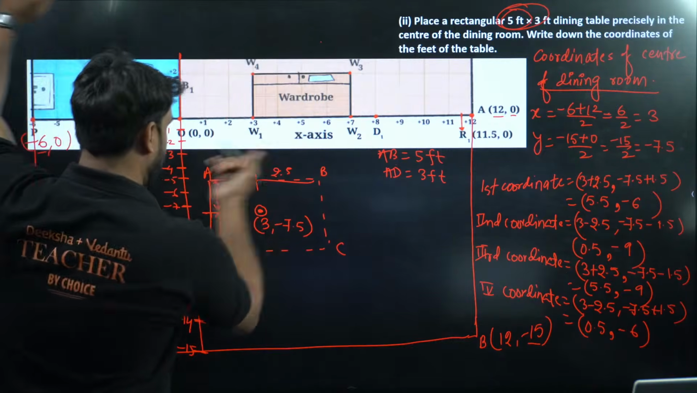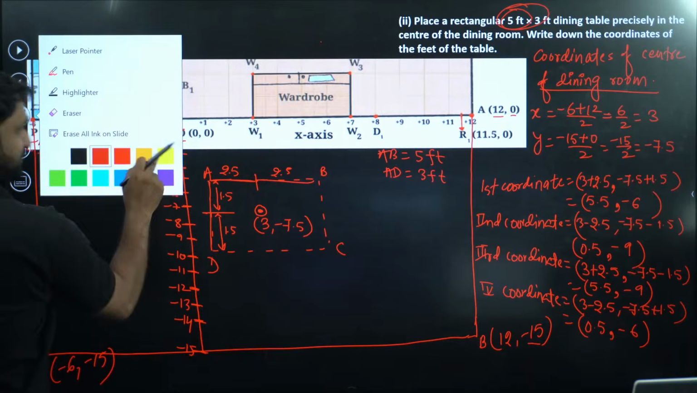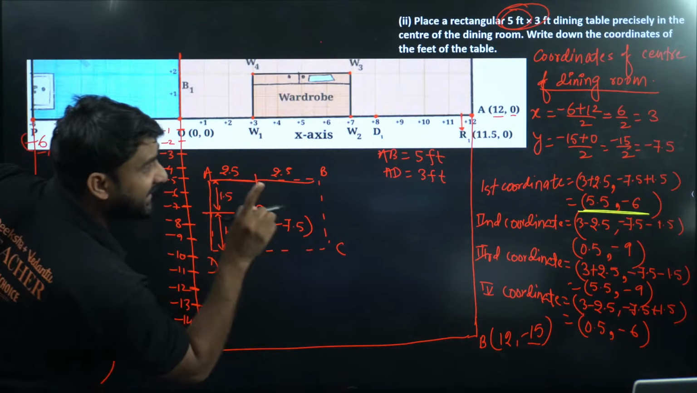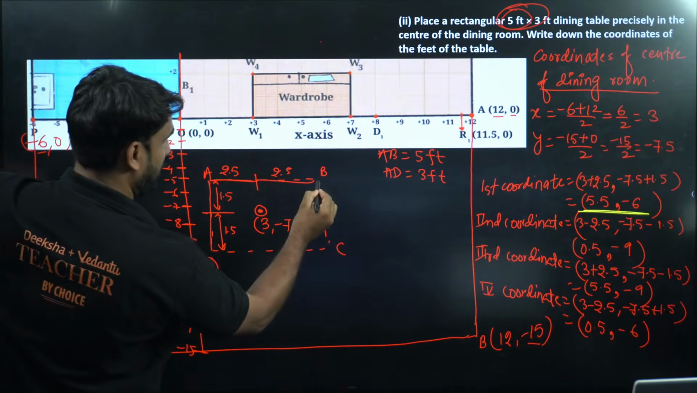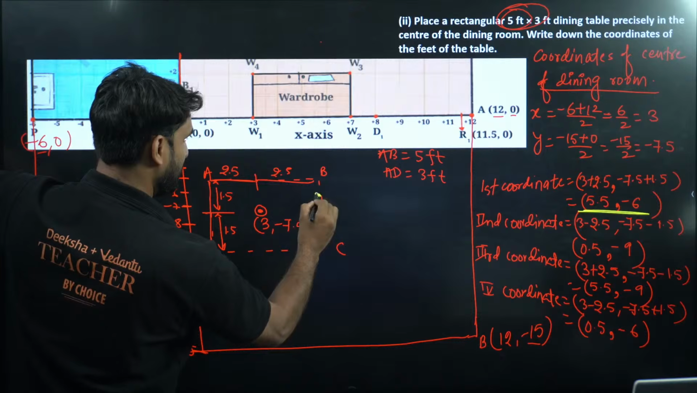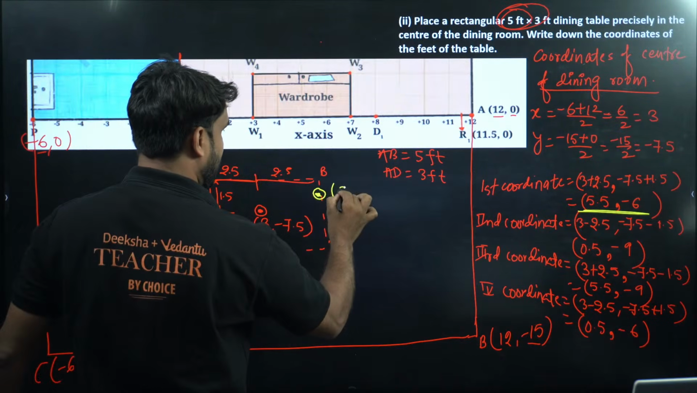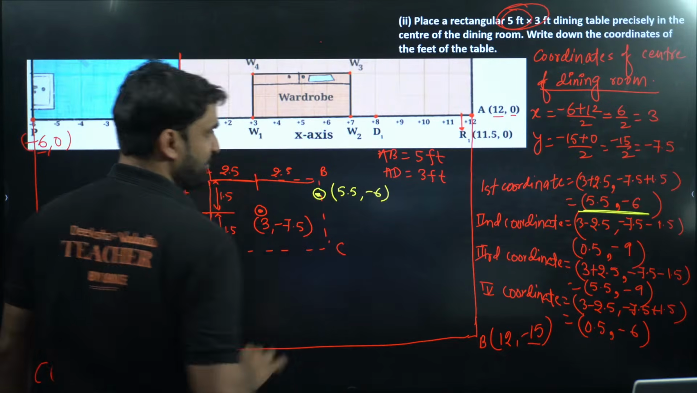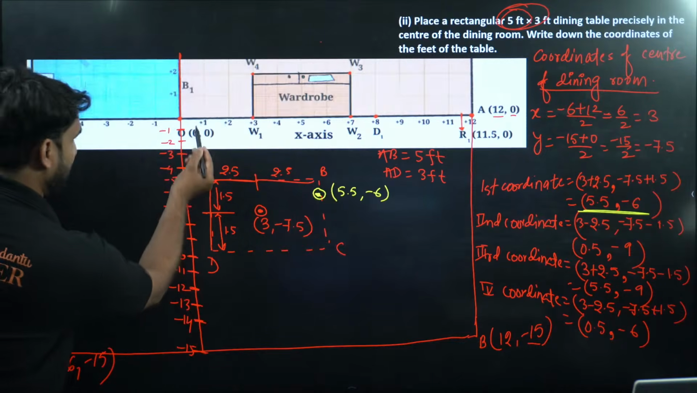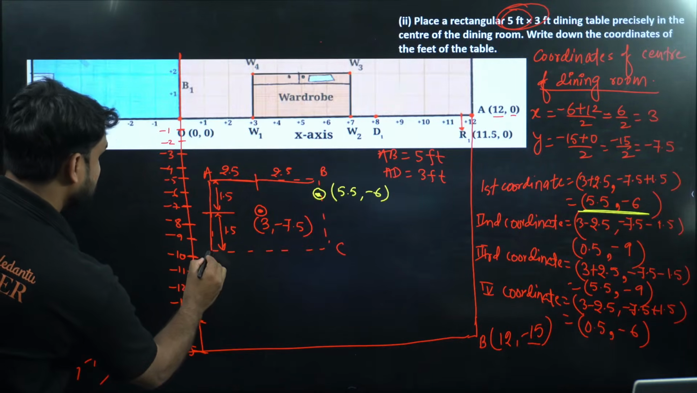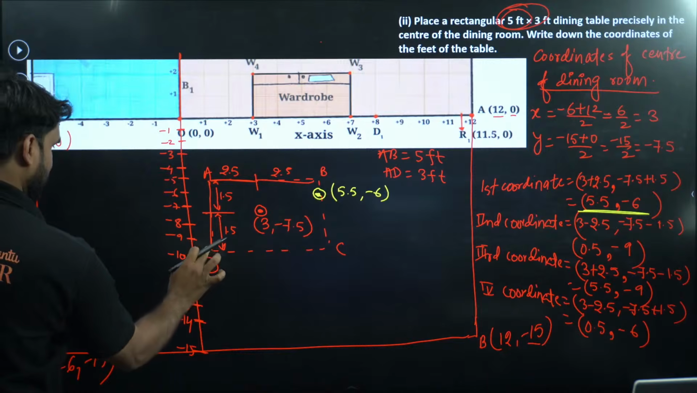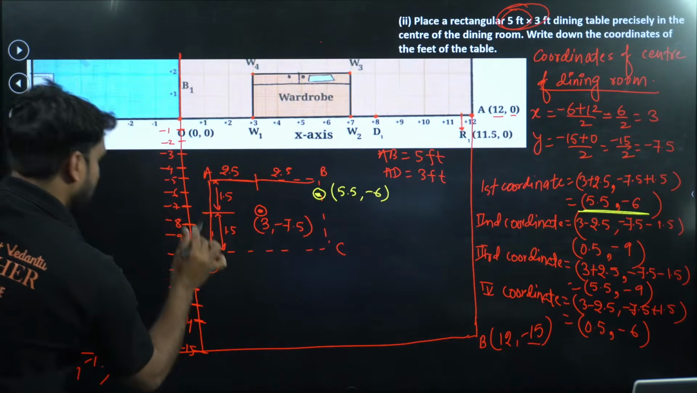Now which coordinate will be where? Listen, this is 5.5 comma minus 6. The X coordinate is 5.5, so here will be the coordinate, and minus 6, so this will be somewhere there. Now the second coordinate is 0.5 comma minus 9. The X coordinate is 0.5 and the Y coordinate is minus 9, so the coordinate may lie somewhere here.